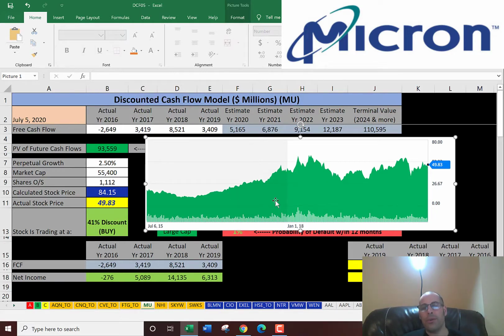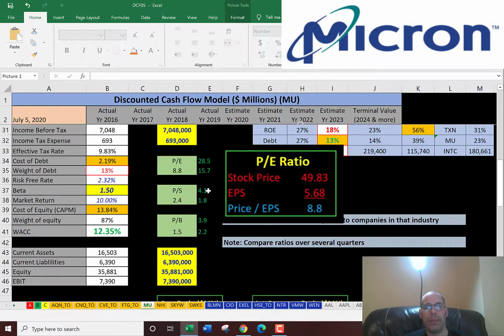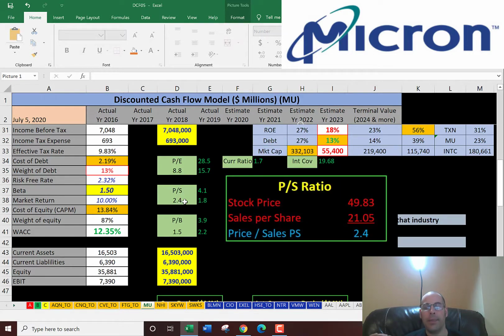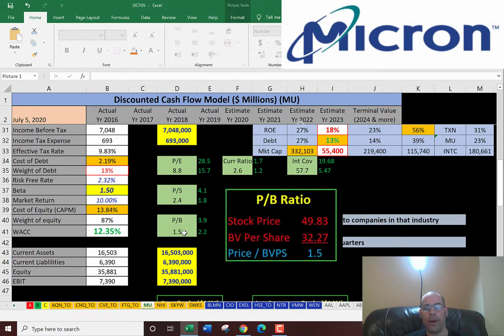Let's look at the financial ratios to get more information. They have a great PE of 8.8. That's price of stock over earnings per share. Under 15 is a really good PE. Price to sales is good as well. That's 2.4. They have a good price to book at 1.5. That's price of stock over book value per share.